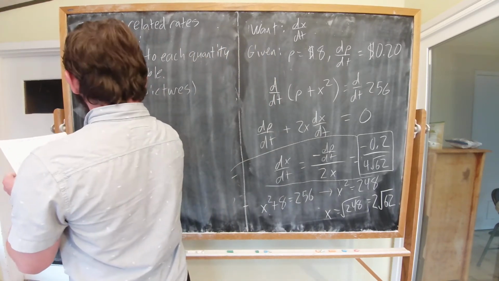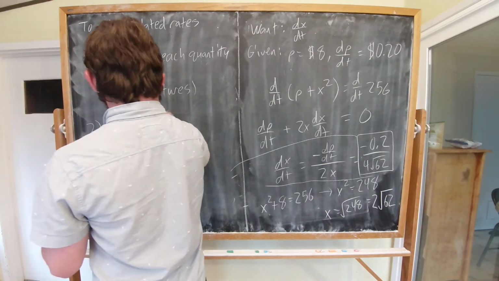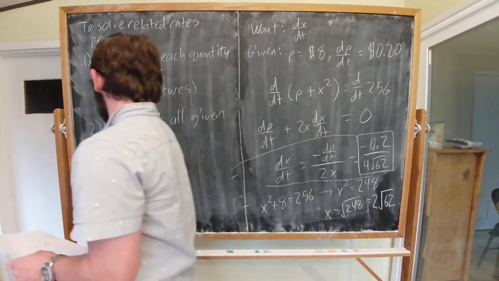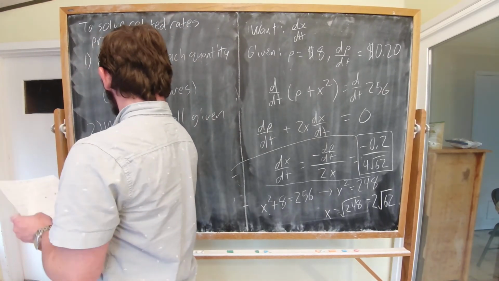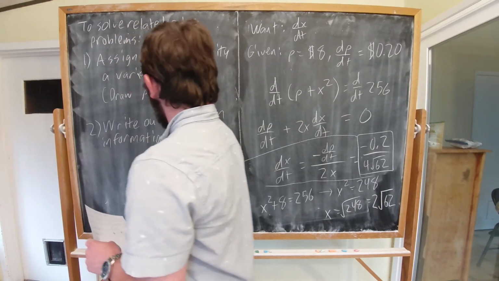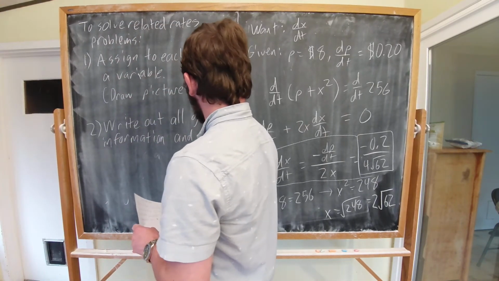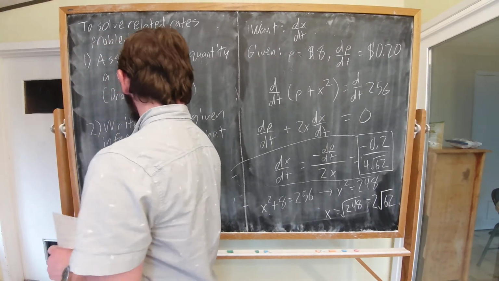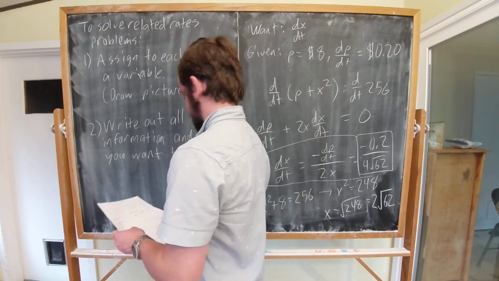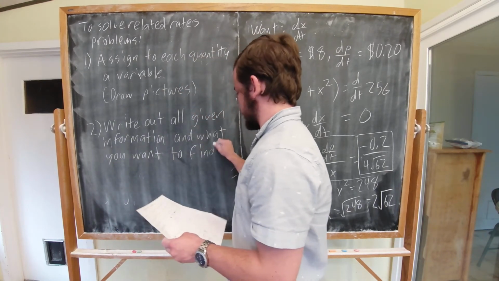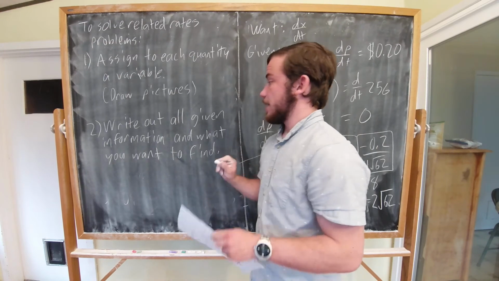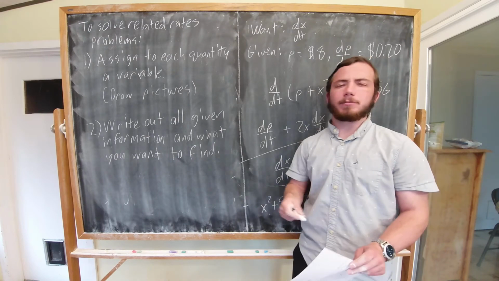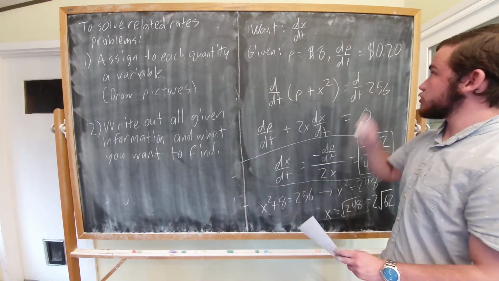Second, you're going to write out two things. All given information and what you want to find. And write it out in terms of the variables from step 1. Third, you're going to write down equations relating the variables together. You might have one equation, you might have more.